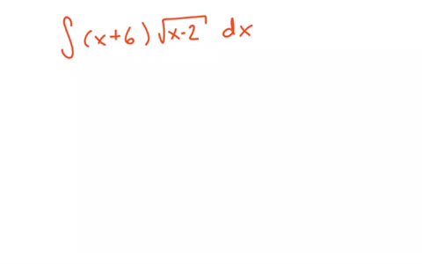Okay, let's take a look at this one. So we're going to integrate x plus quantity x plus 6 times the square root of x minus 2. When we do this one, might as well pick the harder one with a more complicated quantity. So I'm going to pick x minus 2. I'll say let u equal x minus 2.